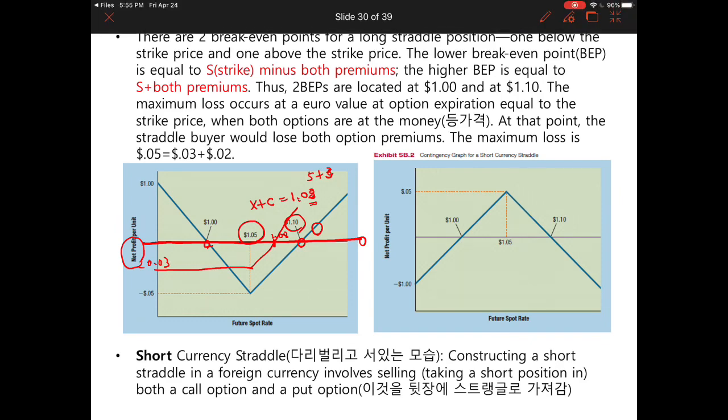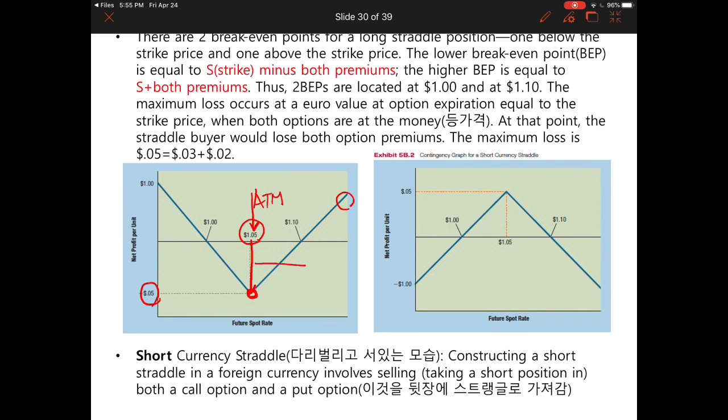Let me make it clear, right? The way we have this blue line is because as well as the call, we bought the put option together, right? Buying two options, think about the worst case. Both of them become of no use. That's at the money. If the spot price ends exactly on the exercise price, then how much will you lose? 3 cents plus 2 cents. That's going to be 5 cents, right?